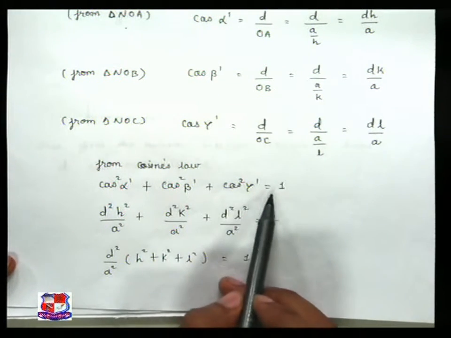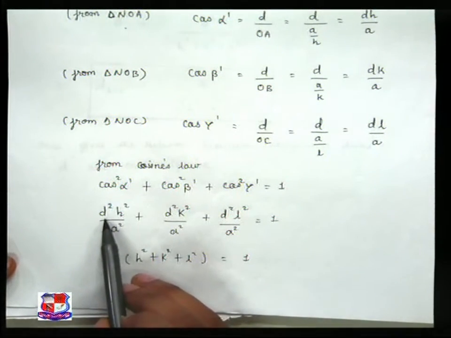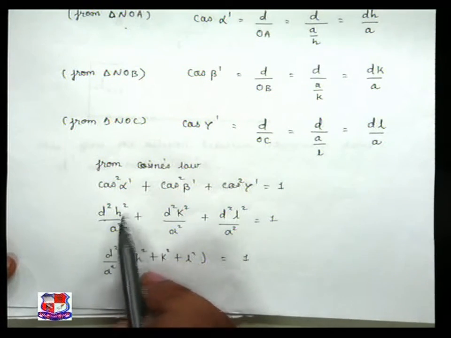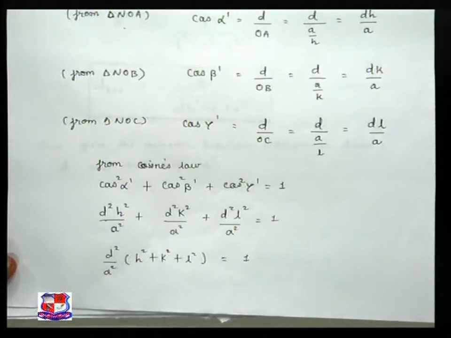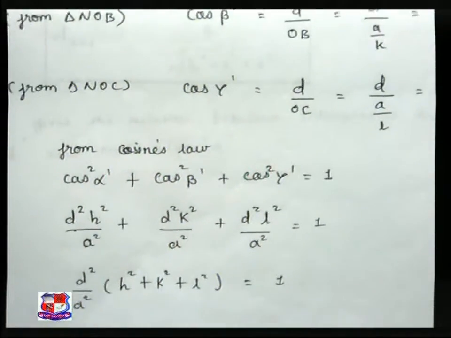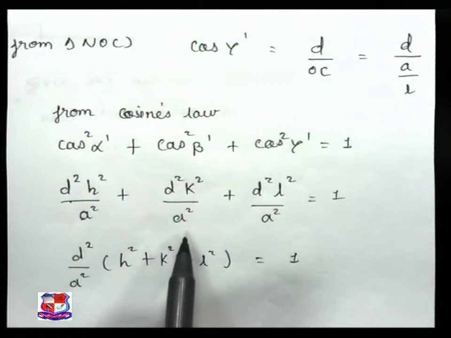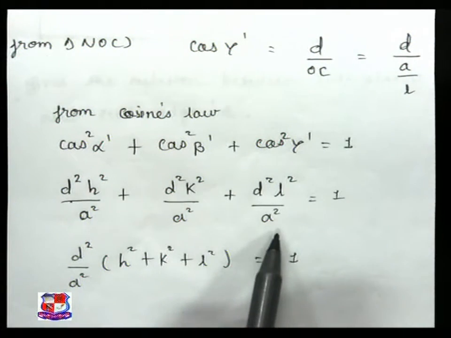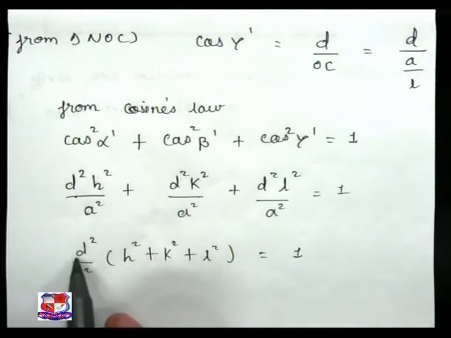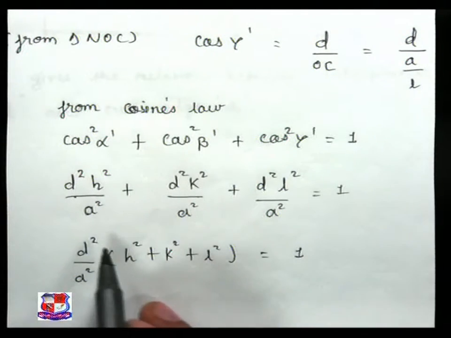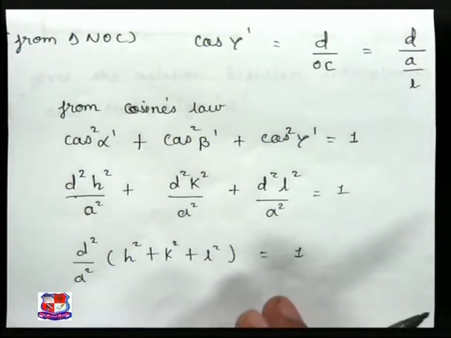cos square alpha dash plus cos square beta dash plus cos square gamma dash is equal to 1, where cos square alpha dash is equal to D square H square upon A square, plus D square K square upon A square, plus D square L square upon A square, which is equal to 1. Here in this term, D square upon A square could be taken out common. So D square upon A square into H square plus K square plus L square is equal to 1.